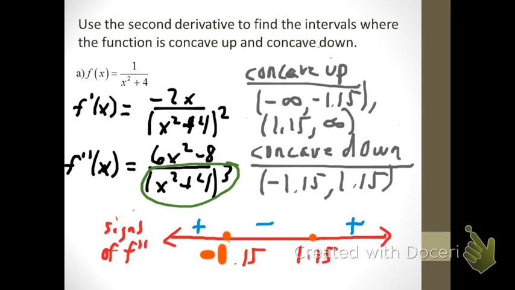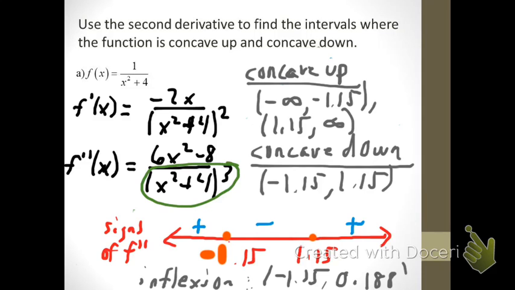And even though I didn't ask it, we can say that there's a point of inflection at two places, actually. One of those is at negative 1.15, comma, 0.188. Now I got the y coordinate for the point of inflection from the original function itself. And then the other point of inflection is at positive 1.15 and still 0.188.